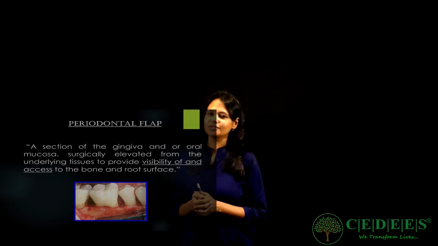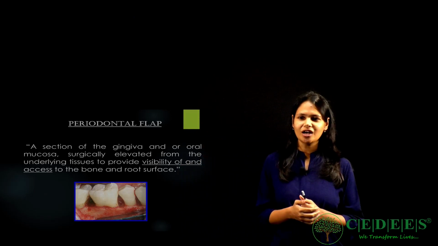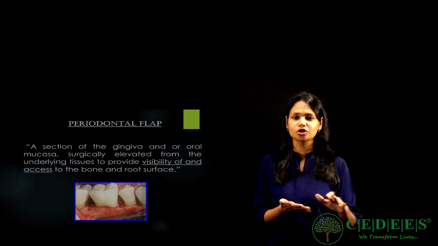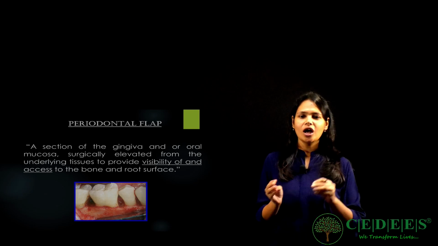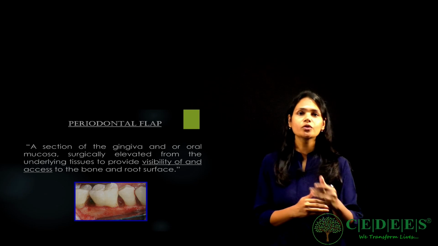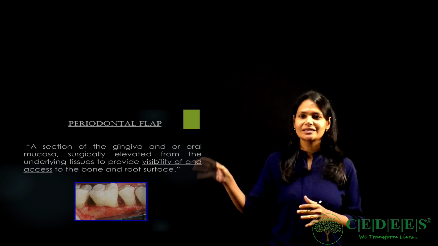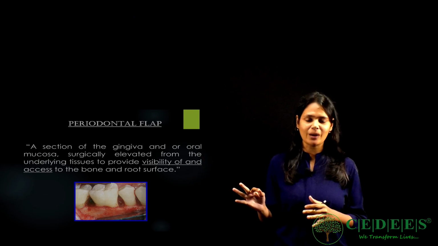Now, as per the definition, flap is a section of the gingiva or the oral mucosa which is surgically elevated from the underlying tissues to provide visibility and accessibility to the bone and root surface. Now, the part of this definition that we should focus on is the visibility and accessibility part.